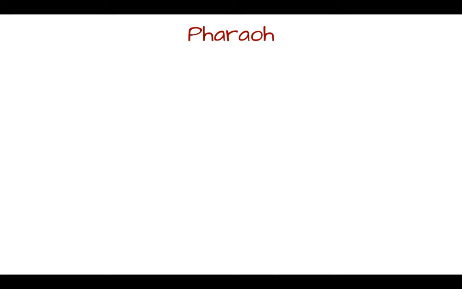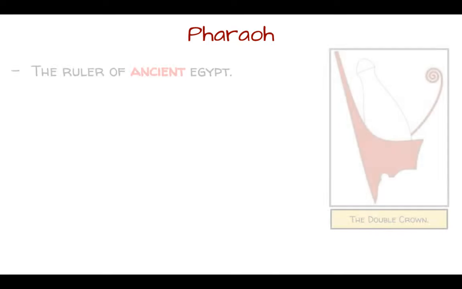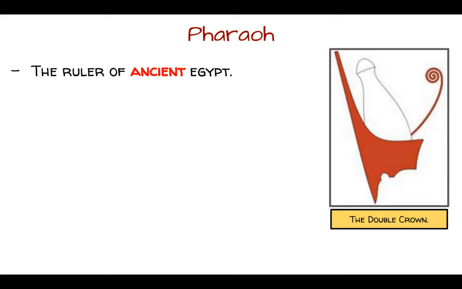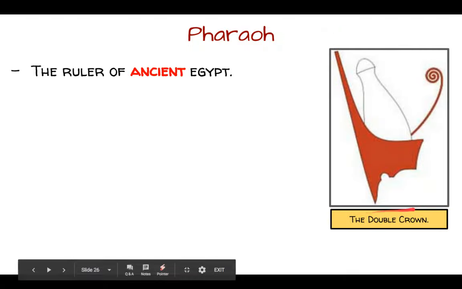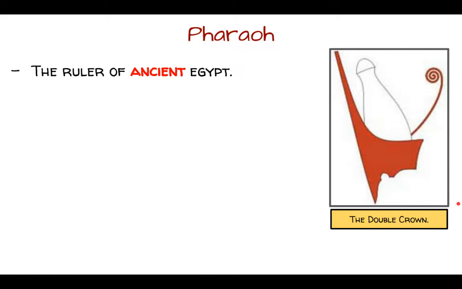We just threw out that term, pharaoh. There's a couple things to know about that word, pharaoh. It is the ruler of ancient Egypt, and the pharaoh of ancient Egypt would wear the pharaonic crown known as the double crown. So this is the official crown of the pharaoh of Egypt, and this is what you could expect to see the king or queen wearing for the time period.